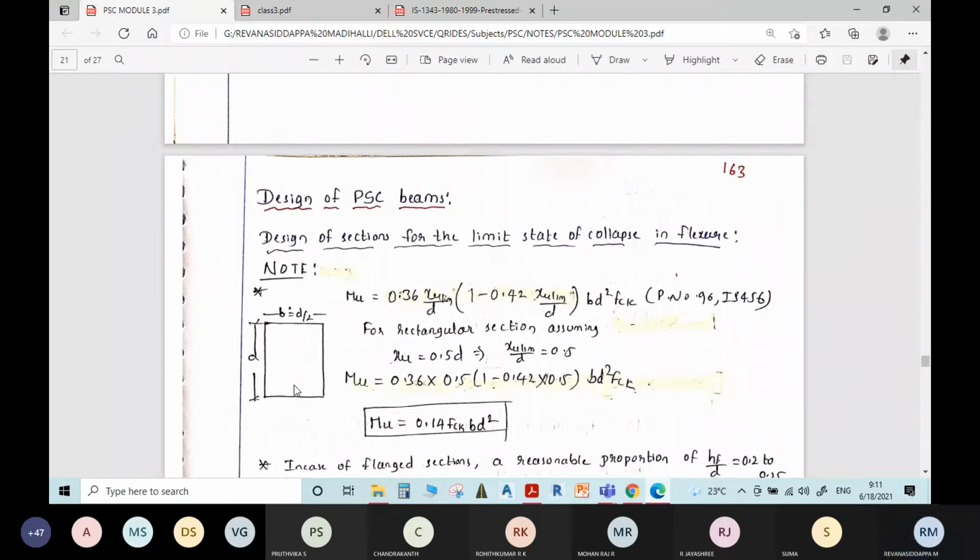In case of analysis, he used to give all the parameters. He used to give sectional dimensions, he used to give area of the pre-stressing steel. He used to ask what is the moment carrying capacity. Here it is reverse. The moment will be given. For the given moment you need to decide what should be the cross section, what should be the area of the pre-stressing steel.